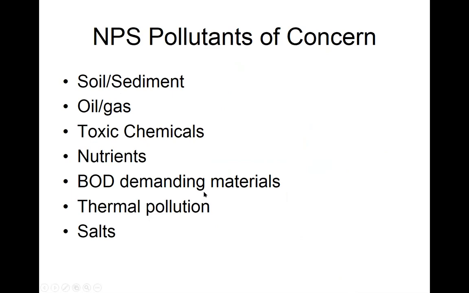So the non-point source pollutants we're looking at were soils and sediment, primarily because that's how phosphorus gets into a surface water body. And as you know now, phosphorus is a limiting factor for freshwater bodies. Obviously, oil and gas, toxic chemicals, and other sources of nutrients besides soils have detrimental effects within the stream.